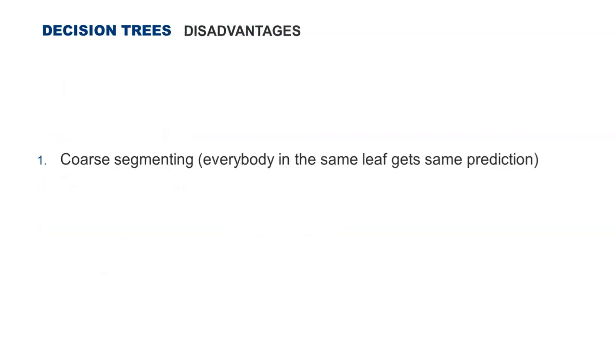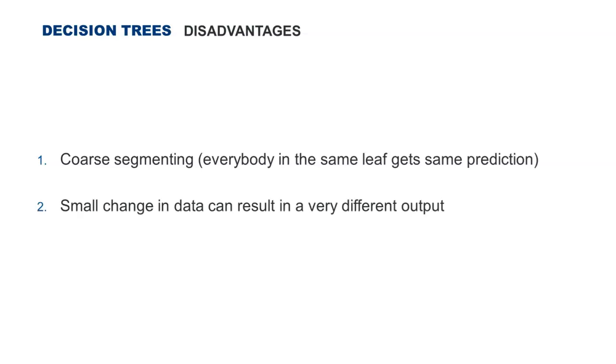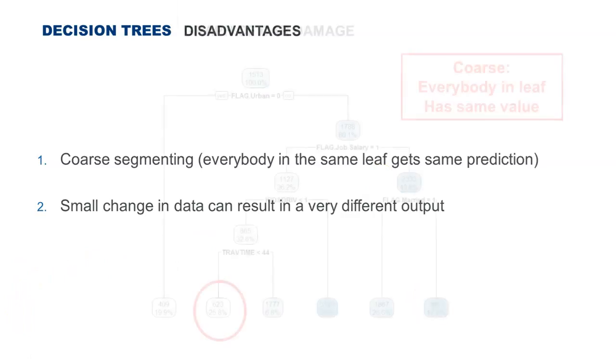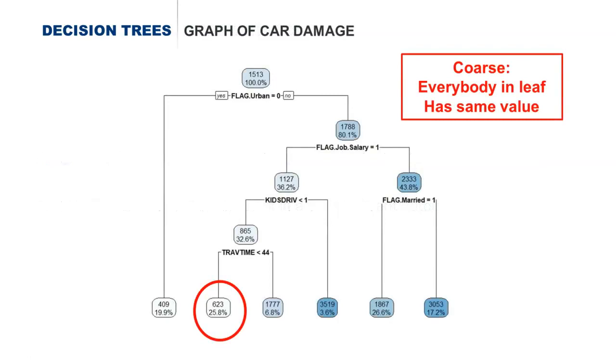The problem with decision trees is that they have coarse segmentation. That means everybody in a leaf gets the same prediction. Also, a small change in the input data can give me a very different output. So let's take a look at that real fast. Here's a decision tree, and let's look at what I mean by a coarse output. Let's take a look at this particular leaf right here. You can see everybody in this leaf has the same damage, $623.